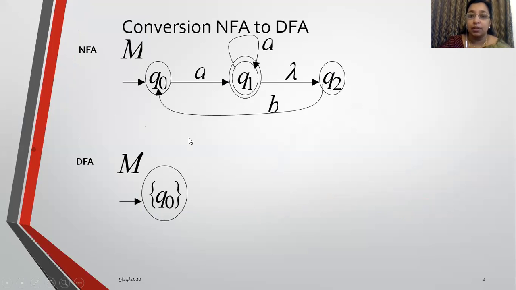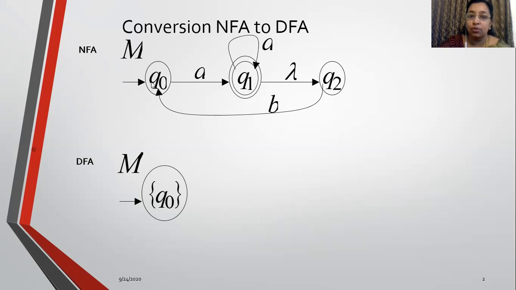Now, the first step is to identify the DFA states and decide on their transitions. The initial state of the NFA will act as the initial state of the DFA. We'll represent the DFA states within curly braces. So Q0 here is the initial state, and we'll have Q0 within braces. Now the next step is to figure out what transitions we have from Q0.